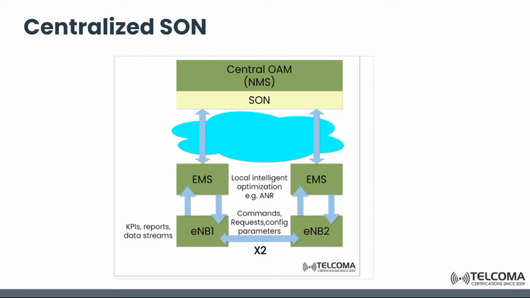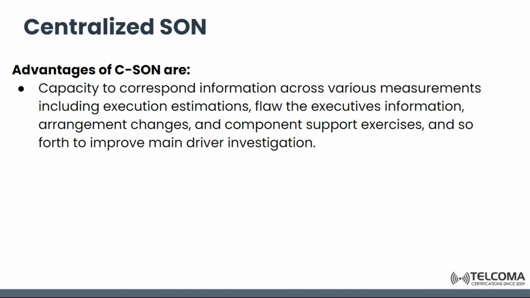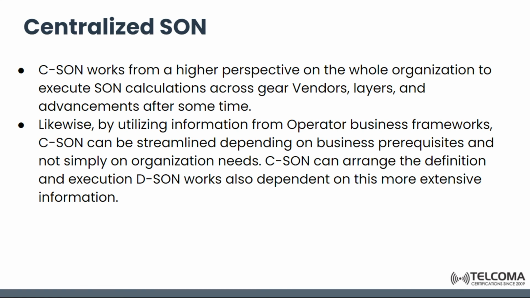This is the central OM which has SON, EMS and eNode Bs which communicate through X2. Different advantages of this are adaptability, capacity to robotize, arrangement and coordination of different capacities, and capacity to correspond information across various measurement like execution estimation, flaw the executive information, etc. It works with higher perspective on the whole organization to execute various calculations.